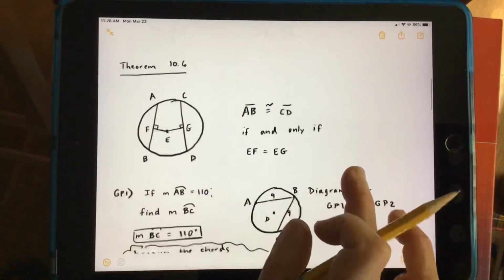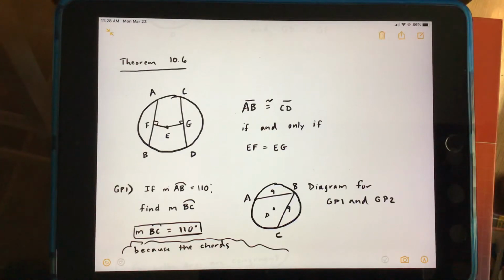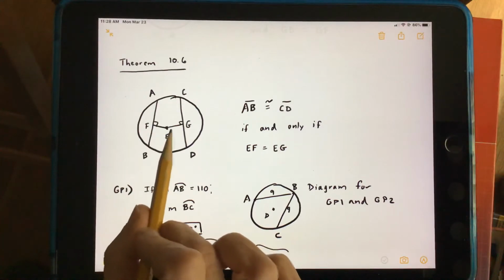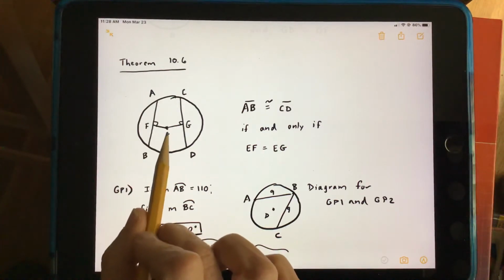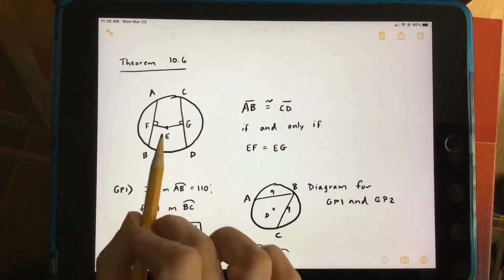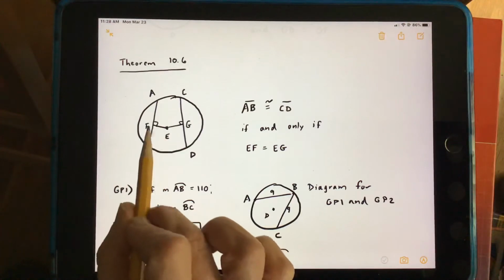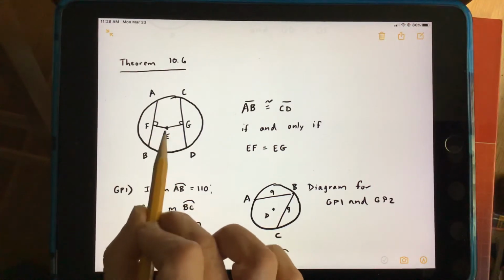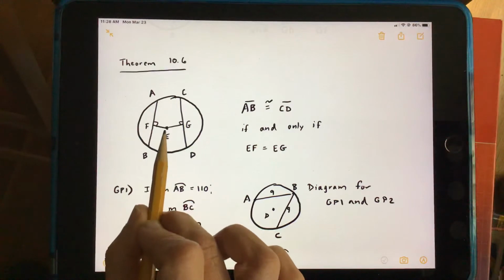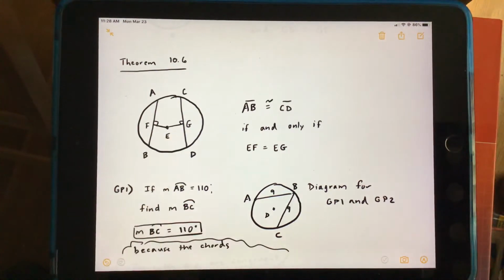Theorem 10.6 gives us two chords in a circle that happen to be congruent. And if that's the case, then the perpendicular distance from the center of the circle to each of these chords will also in fact be congruent. Now remember, when we are calculating the distance between a point and a line, or between a point and a line segment, that distance is calculated based on the perpendicular segment that connects that point, in this case the center of the circle, to the segment of interest.